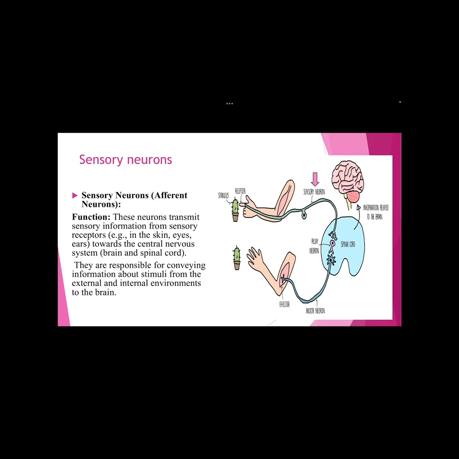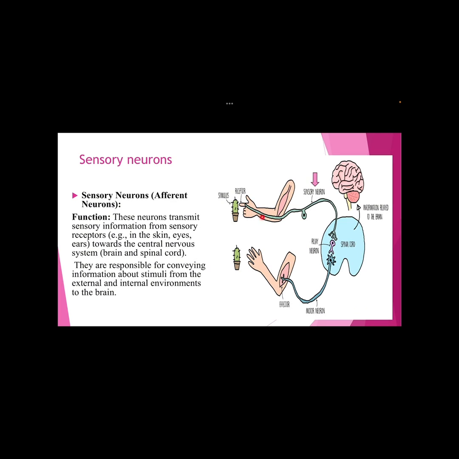We have the sensory neurons. They act like reporters. They gather information from our senses like touch, sight, or sound, and they deliver it to the brain and spinal cord so we can react to the world around us. So let's take this picture as an example. Here we have a cactus, and of course it's painful. It touched this person's finger and it caused pain.